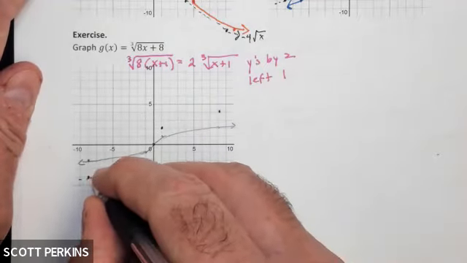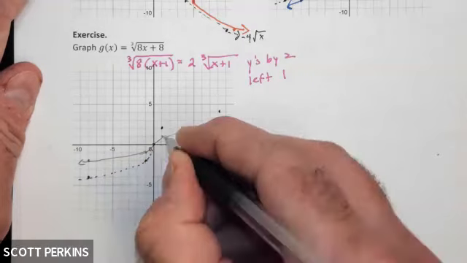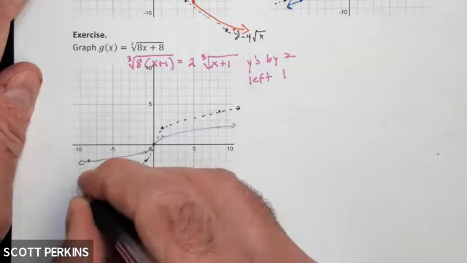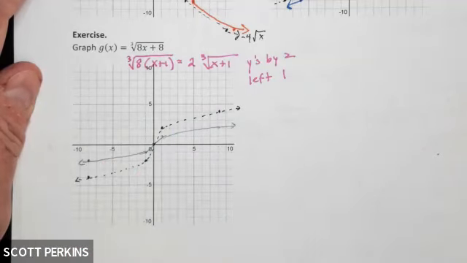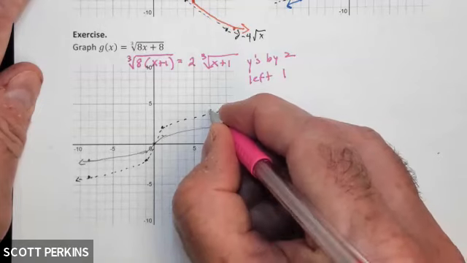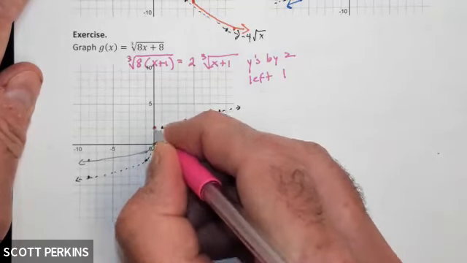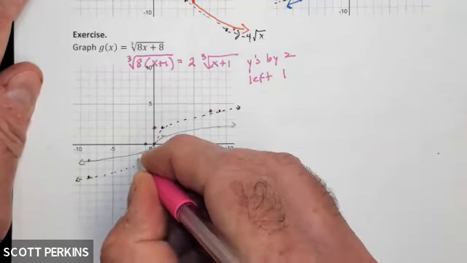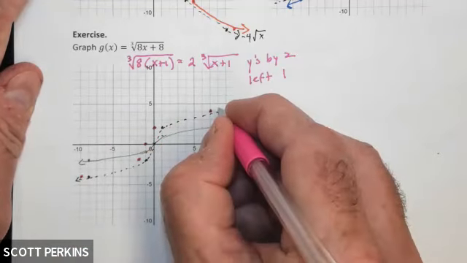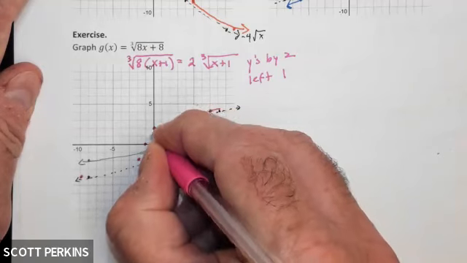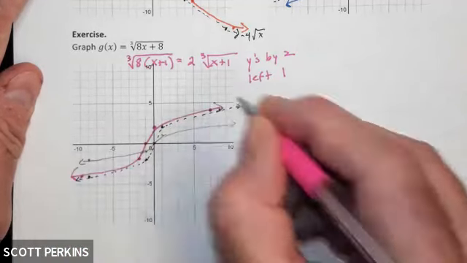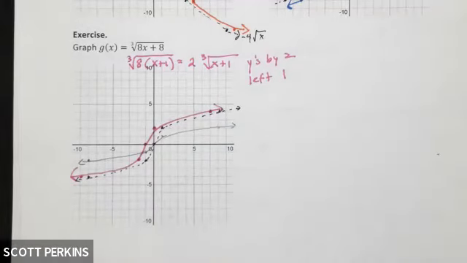And so again, here's my dotted little graph. That is 2 times the cube root of x. And then I'm going to move the whole thing left 1. So this point goes left 1. This one also, as well as this one more time. And there it is. There's all of my left 1s. And there is my final answer graph.